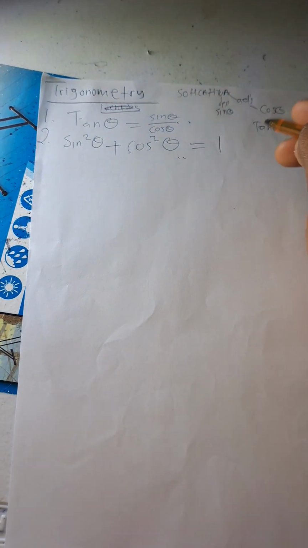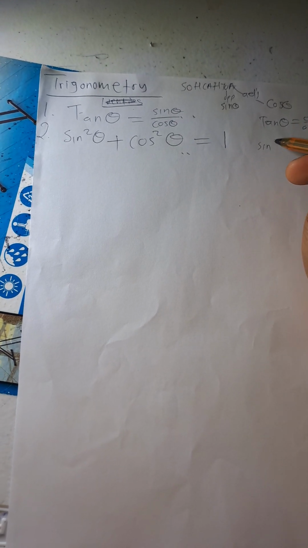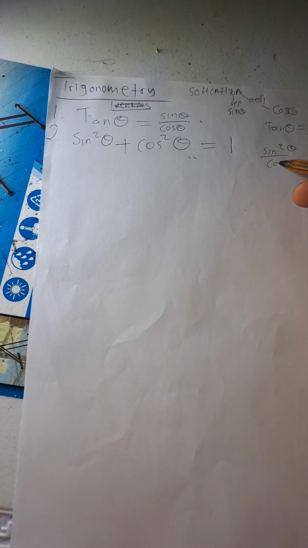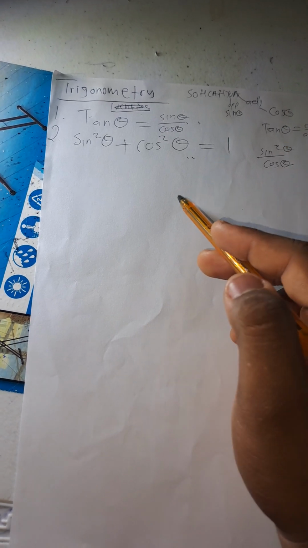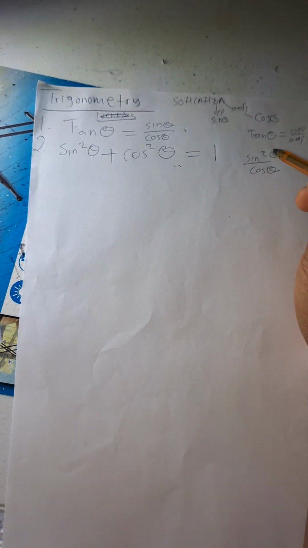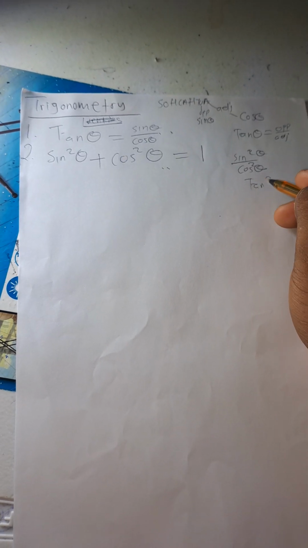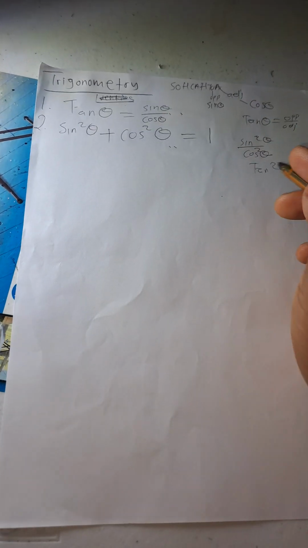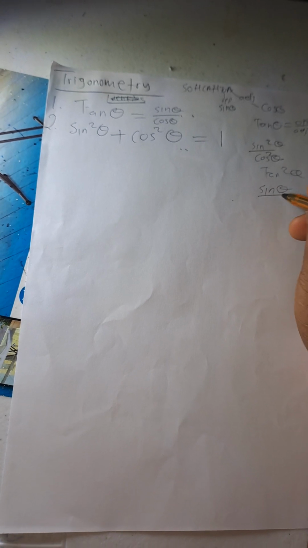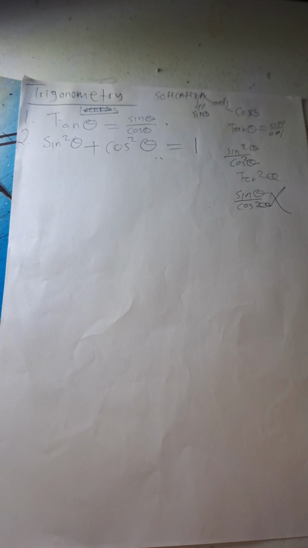And be careful, if it is something like sine squared theta over cos theta, you cannot change it to tan. They must be the same. If here it is squared, even here it must be squared. Then it's going to be tan squared theta. If it is maybe sine theta over cos 2 theta, don't change it. It is not an identity.